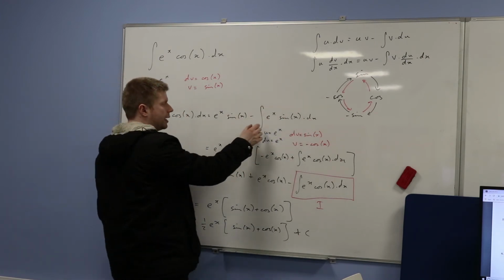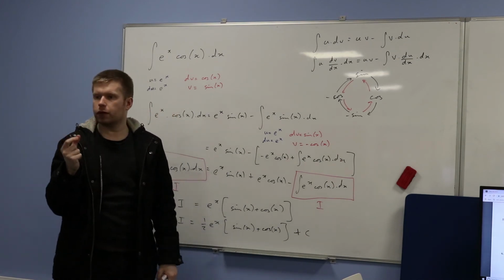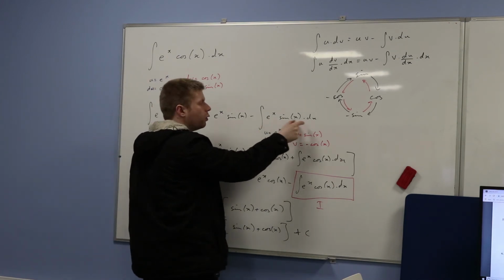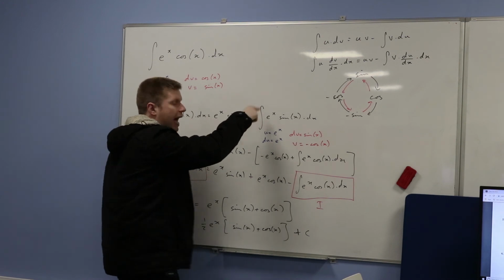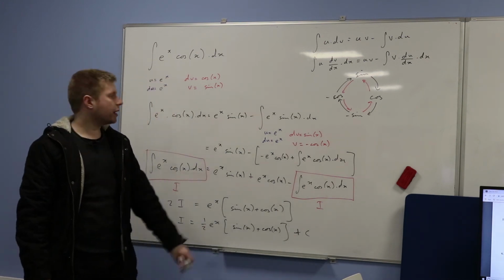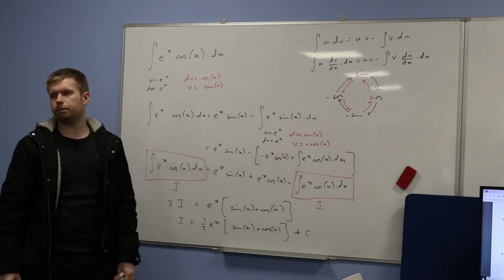Integration is just simply the infinitesimal sum. Okay, that's the height of my rectangle, that's the width of my rectangle, and I'm just adding them all together. Yeah, so I need to still have that dx there. Is that okay?